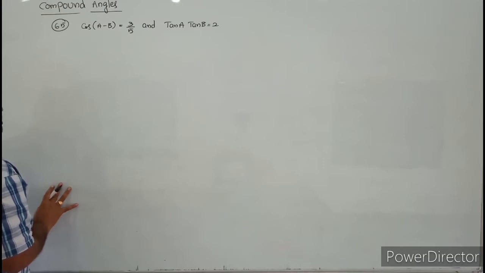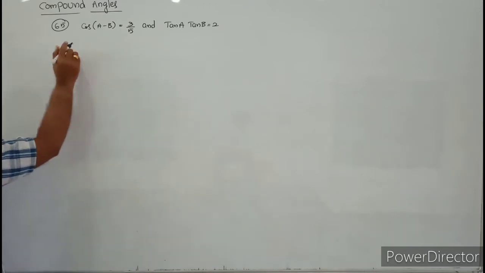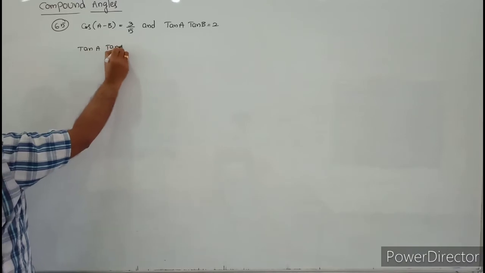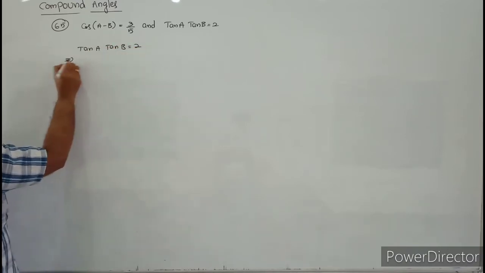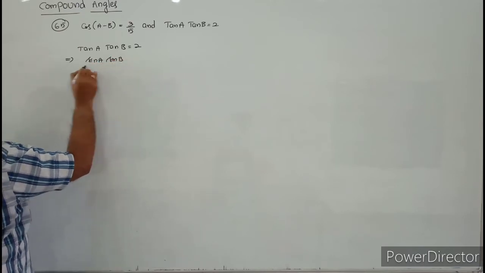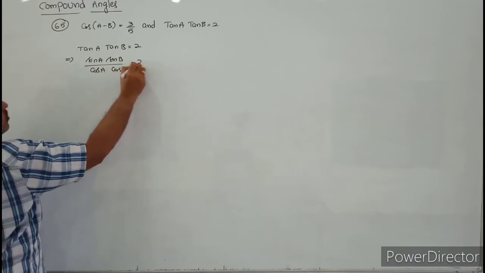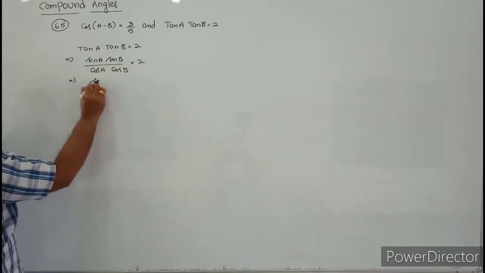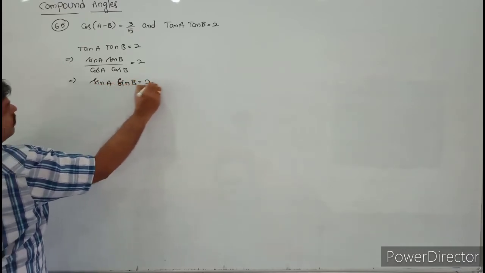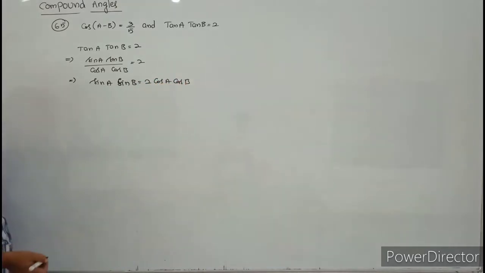See this one, students. From here, tan A into tan B is equal to 2. Tan A into tan B is nothing but sin A into sin B by cos A into cos B. So that is equal to 2. That implies sin A into sin B is equal to 2 cos A cos B.